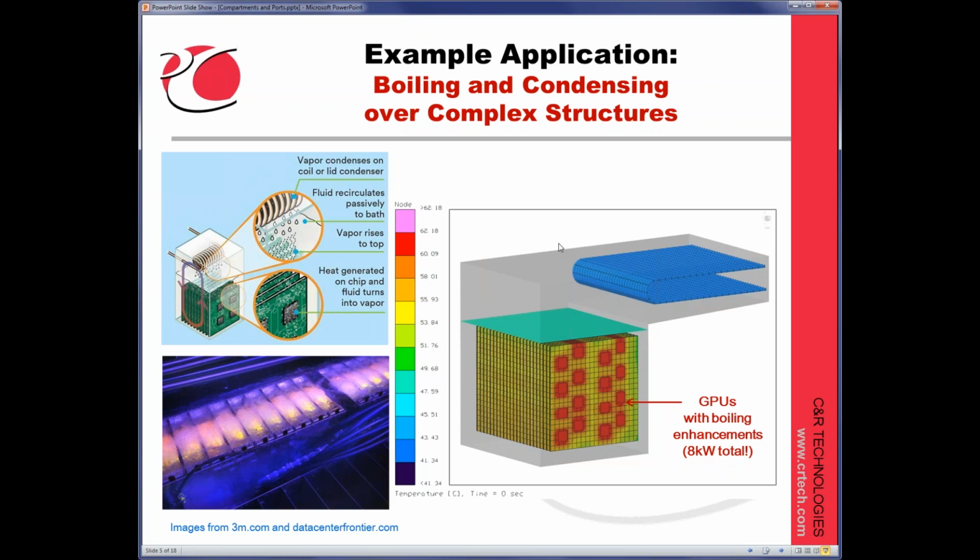The GPUs, actually, they're not CPUs, but graphical units, 8 kilowatts total in one of these tanks. It's a lot of power. And as I said, the condenser tubes, and then this plane surface here is a liquid vapor surface. It's green right now, which is this color here, 49 degrees C saturation temperature.